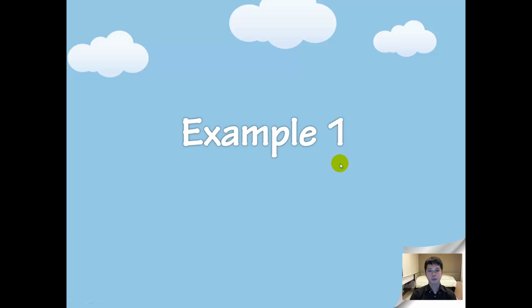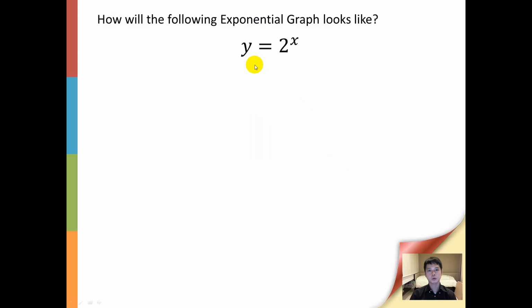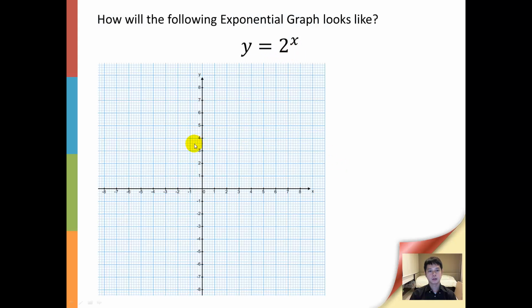Let's look at a few examples of how an exponential graph will look. The first example, we will have y equals 2 to the power of x. Now, we shall start with plotting this graph here. The first point that we will use will be x equals 0, and we will substitute in the value of x here. As you know, anything to the power of 0 will be equal to 1. And we will have our first coordinates here.